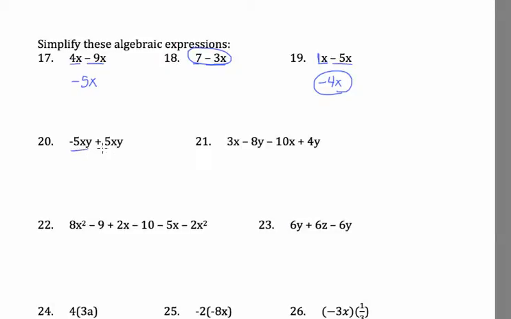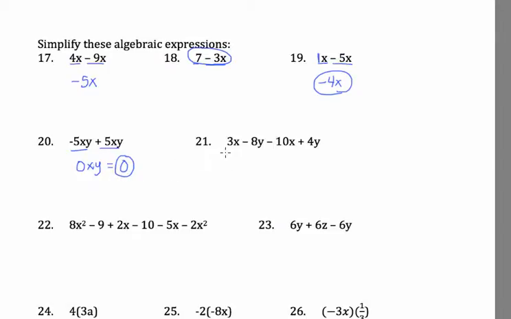Negative 5xy plus 5xy, think money. Now you have 0xy. And when we have 0 right next to xy, that means 0 times x times y. 0 times anything is 0. So the answer to this problem is just 0. Negative 5xy plus 5xy makes nothing.